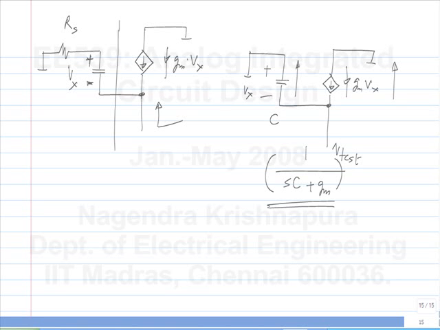Decreases. Okay, let's see. Why do you say it decreases? Because at s equal to 0, the capacitance is open, so it's 1 by Gm. And at s equal to infinity, we have the capacitance, and Gm into Vx is the current. So it decreases. No, I mean, you gave the right reason but the opposite conclusion, right?